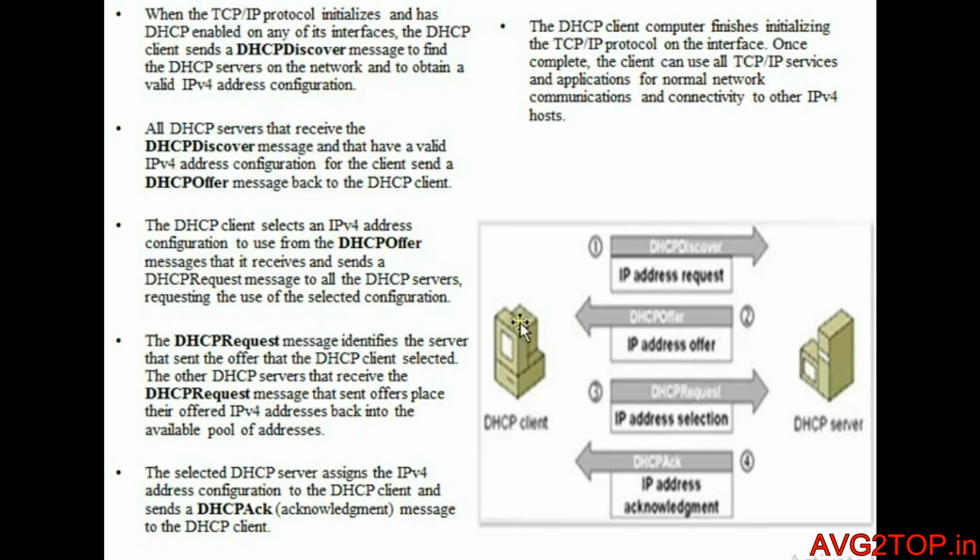And when the DHCP client understands that there is a network available, it gives a request to the DHCP server so that the server understands and checks whether it is the right client computer within the network, and then it gives an acknowledgement back to the client. So this is what happens in DHCP, the DORA process. D for discover, O for offer, R for request, A for acknowledgement.